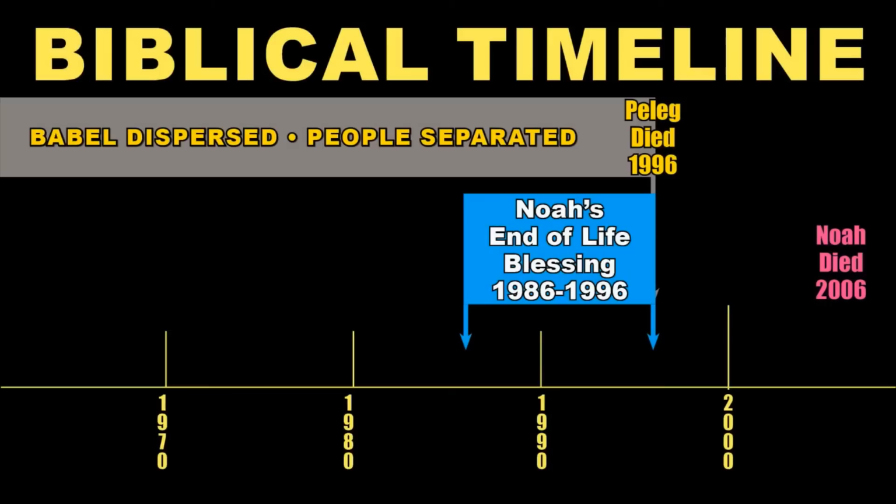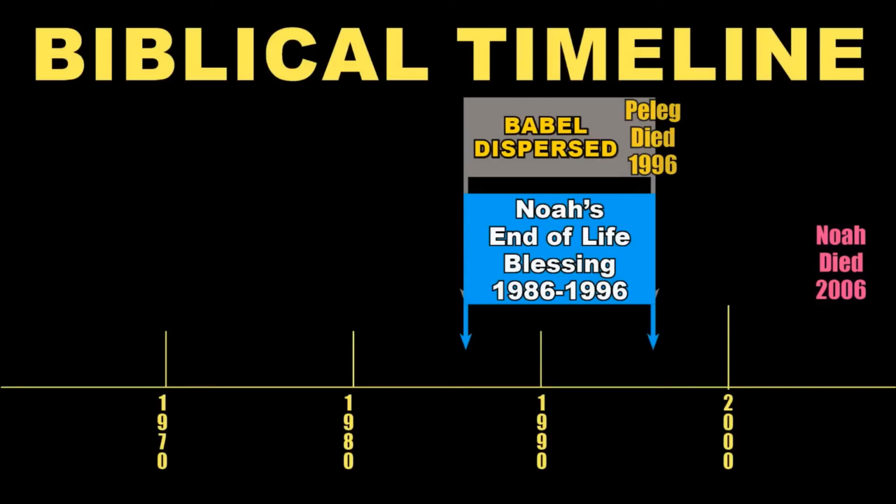But with Noah's end-of-life blessing occurring during the lifetime of Peleg, and Peleg's lifetime is believed to be when the earth was divided by God, then we can deduce that the tower was stopped and Babel dispersed during the same span of time as Noah's blessing. I don't think I'm going too far out on a limb here. Let's take what we know so far from our previous videos.